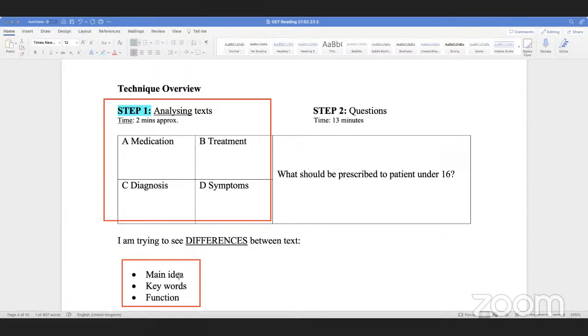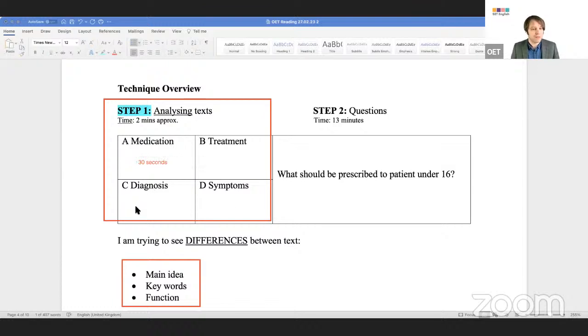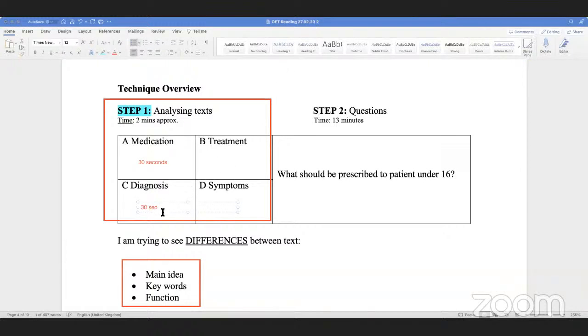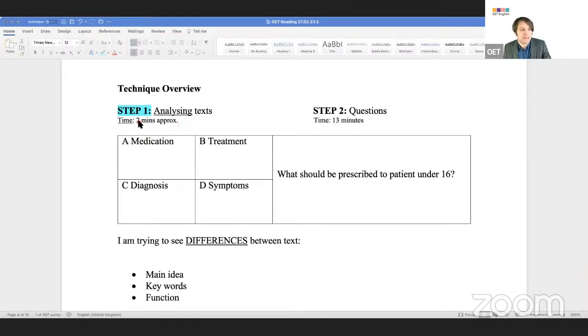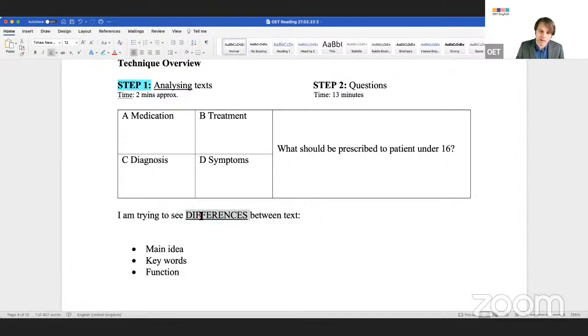Now, guys, another thing: someone said, was it Mohammed? In the past, I've said 30 seconds on each text. It's my fault. Is that right, though? Is it always the same level of difficulty? No. Sometimes it's very easy to get the main idea. So I don't recommend 30 seconds for each text, just 2 minutes max. And remember, we're trying to differentiate the text, looking for main idea, keywords, and function.